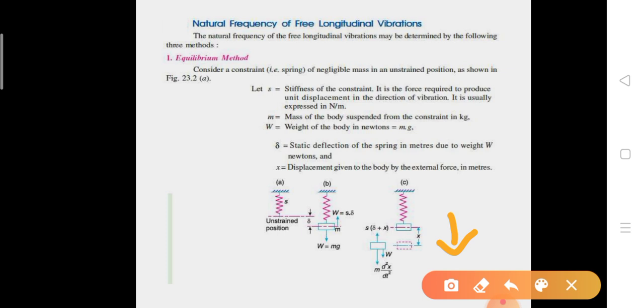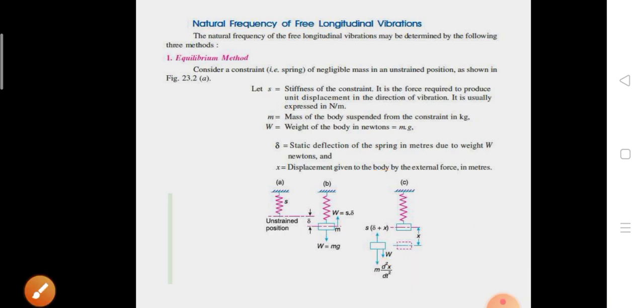x units. Okay, so because of that some force will act on the system, that W. And that W will try to bring the system in accelerating condition. So the force m into d square x upon dt square will act on the system. To oppose that, again one restoring force, s into delta plus x. S is spring stiffness and delta plus x is your deflection. So s into delta plus x will act on the system to restore that system.